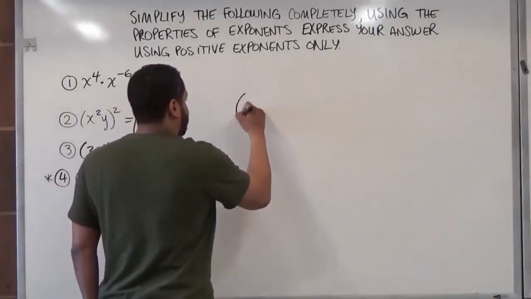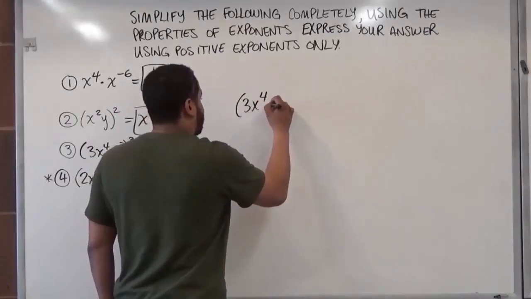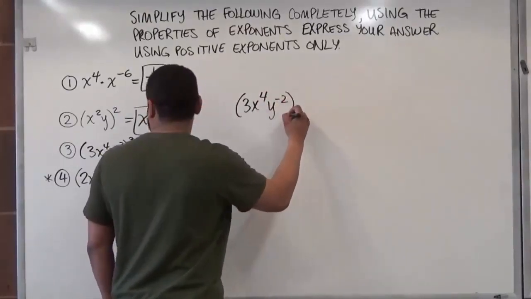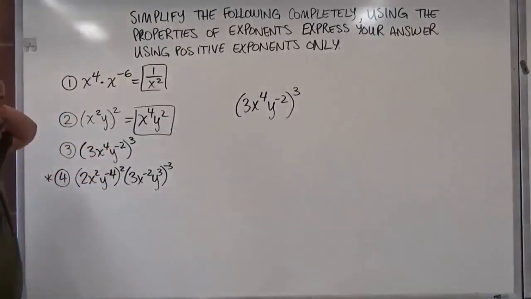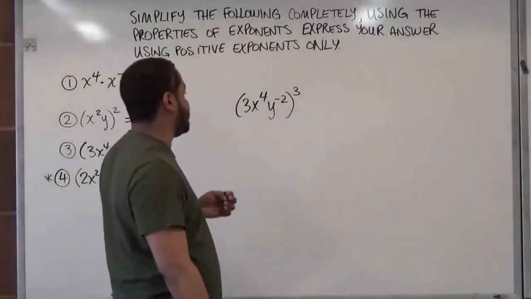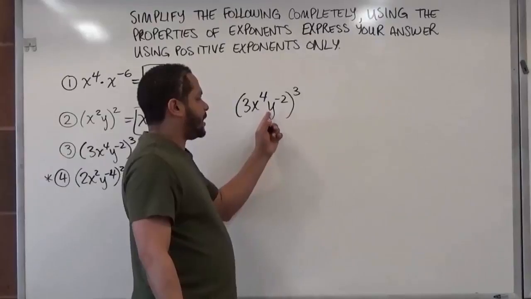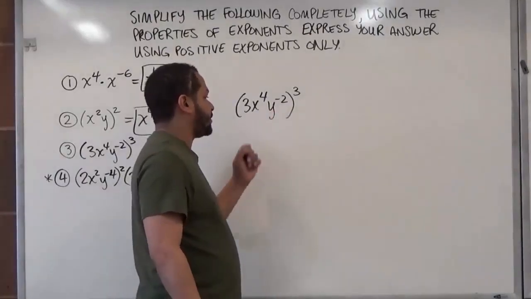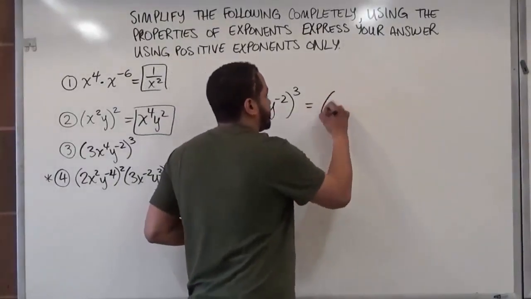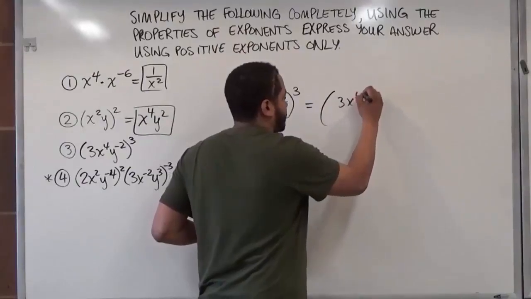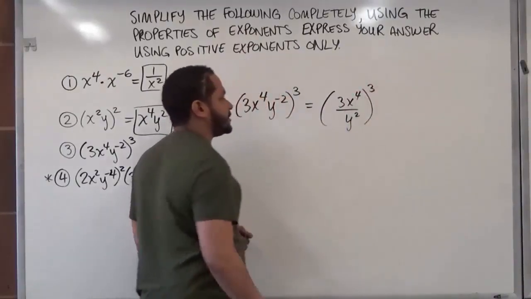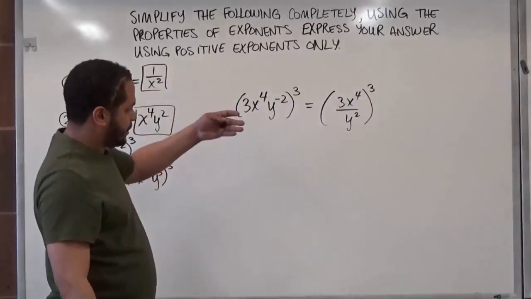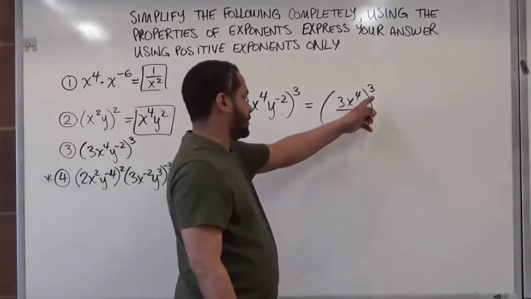So we have 3x to the fourth power, y to the negative second, and this is to the power of 3. Now in this problem, what we want to do if we were doing this correctly would be to move the y to the negative second to the denominator of the term, which results in us getting 3x to the fourth over y to the second. Everything inside the parentheses is now done, so we're going to move on and now carry out the exponents, right?